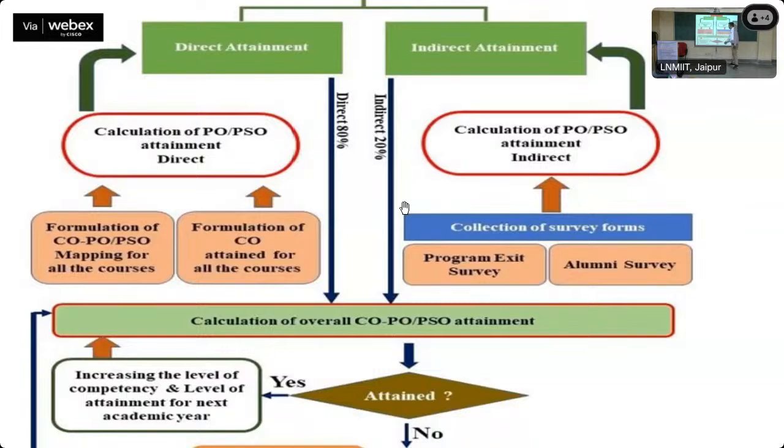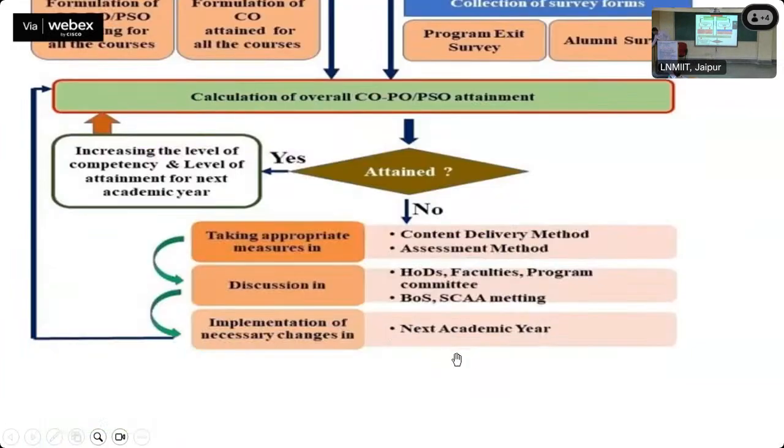And if it is not attained, then again take appropriate actions, maybe changing the curriculum or some delivery methods, because if it is not attained, you have to backtrack. If PO is not attained, what is the reason? The reason will come that in some courses the CO has low attainment. And then you have to backtrack.